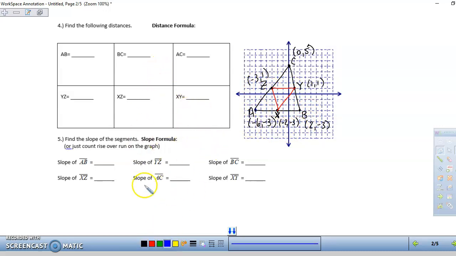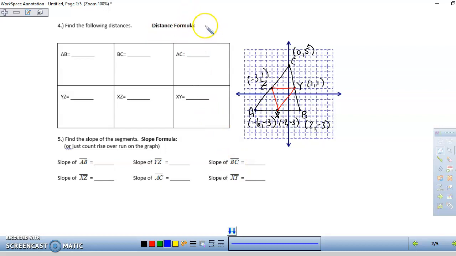What we're going to do is do a little discovery of the mid-segment theorem. So we're going to find the distances of all these segments, or the distances between the points, or the lengths of the segments, and we're going to find the slopes of all of the segments.